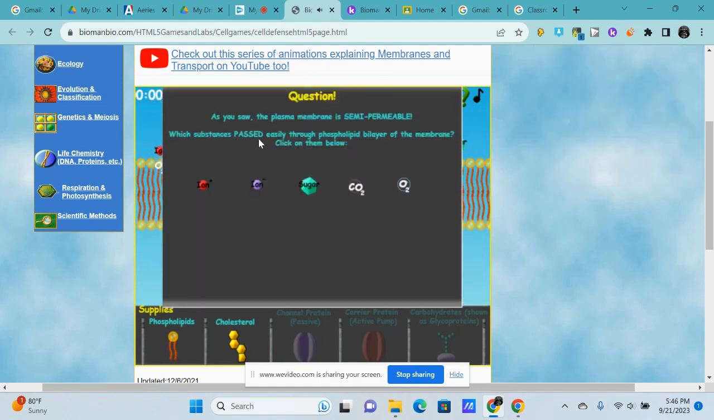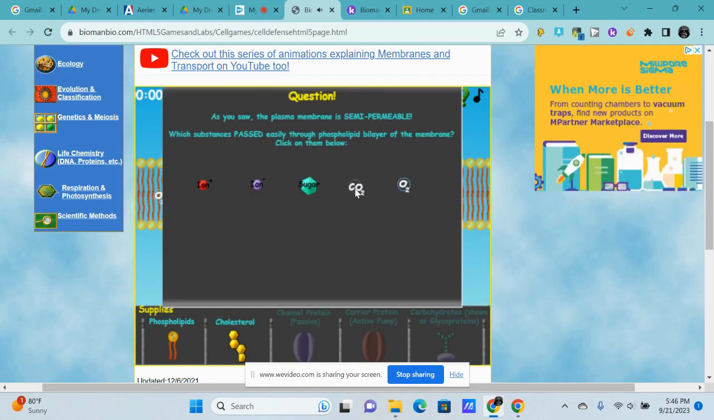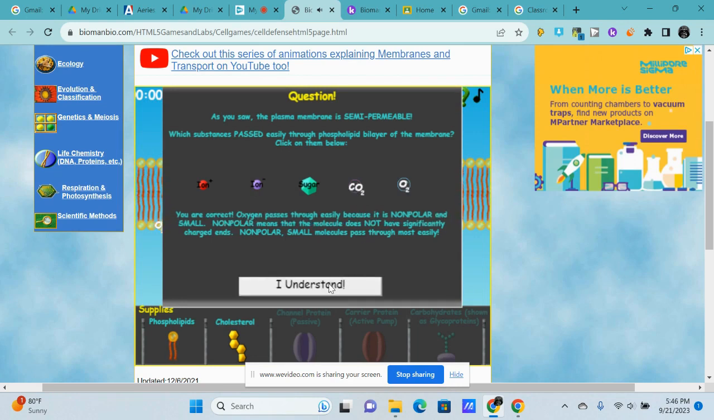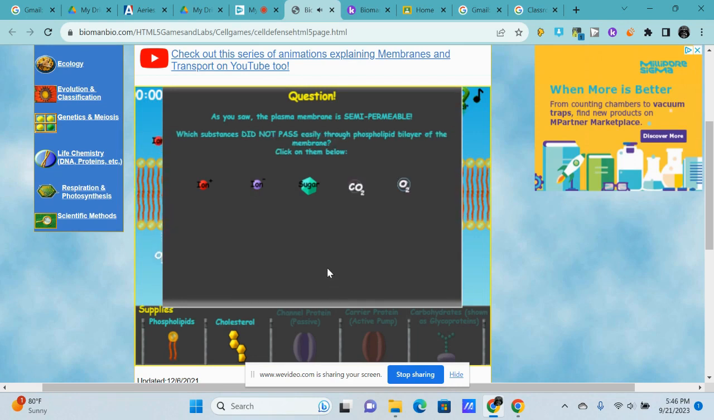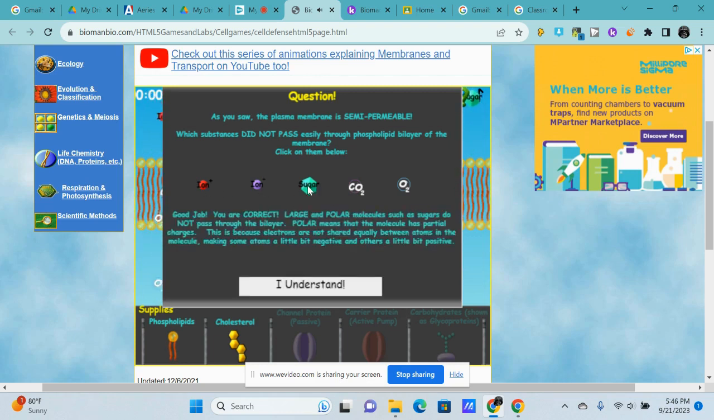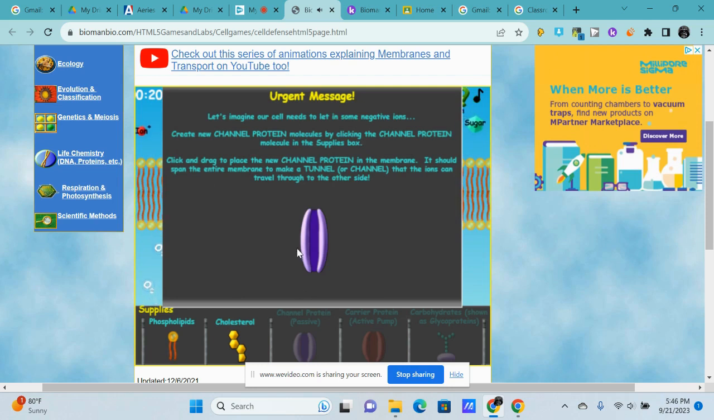All right, so what could easily pass through the cell membrane? CO2 and O2. Boom. What could not pass? Because remember, the cell membrane is semi permeable or selectively permeable. Some things can go through, like CO2 and O2. Other things are blocked, like ions and glucose sugar. Boom.